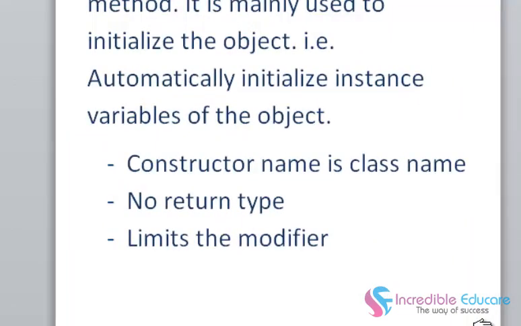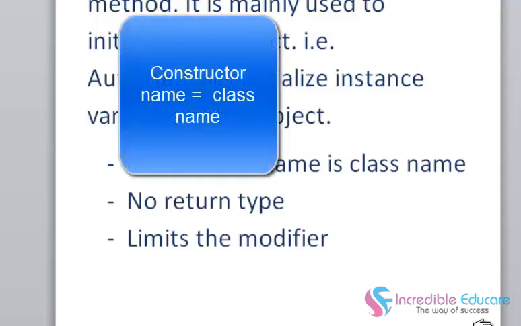There are some important points of the constructor. Constructor name must be the same as the class name. There is no return type in a constructor. Constructor limits the modifier.